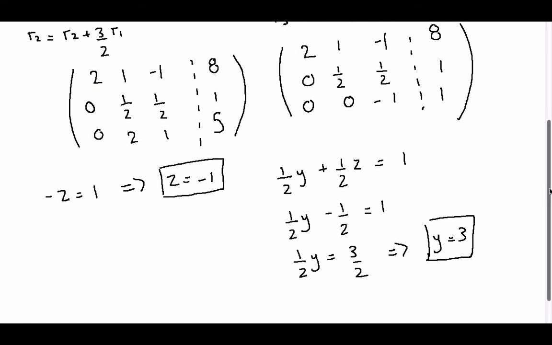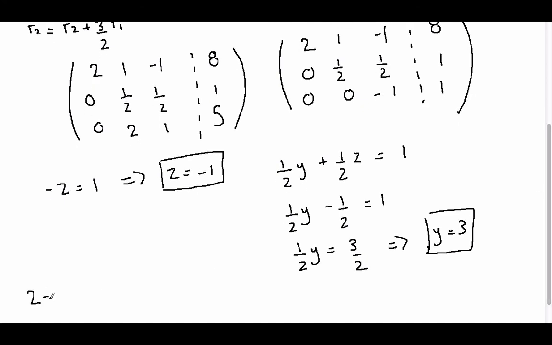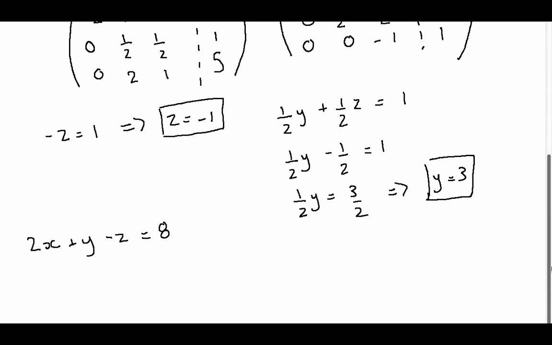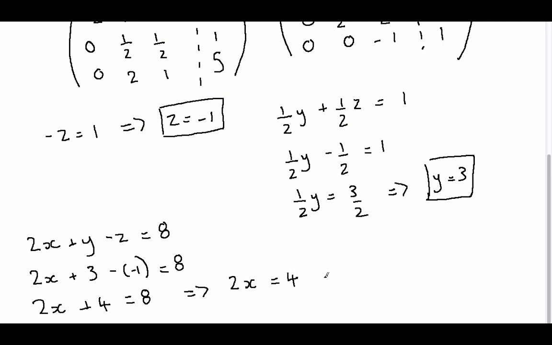Now finally, the last row tells me that I have 2x plus y minus z is equal to 8. Now I know what my y and my z are, so I've got 2x plus 3 minus 1 is equal to 8. So I've got 2x, now I have 3 minus 1, so that's plus 4 is equal to 8, which tells me that 2x is equal to 4, therefore x is equal to 2.